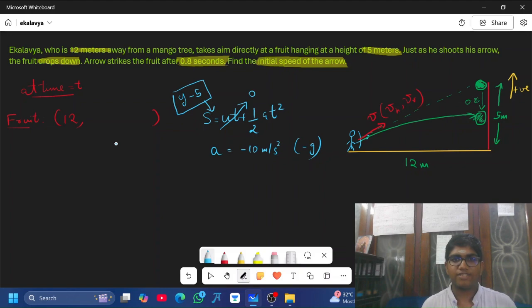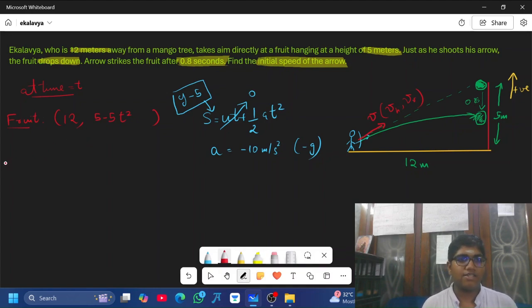This is S. So we will be able to write y is equal to 5 plus half at square, but a is minus 10, so 5 minus 5t square. So this will be 5 minus 5t square. Both are in meters, so I am not writing the unit. I hope this is clear.